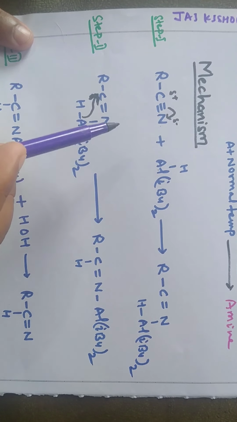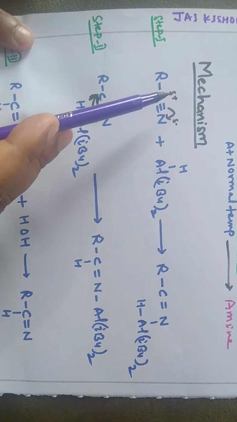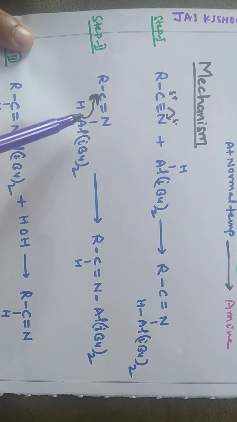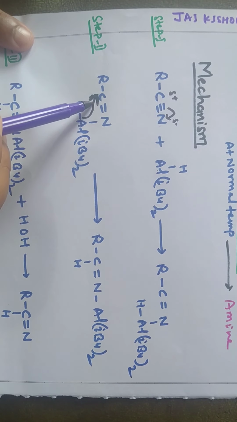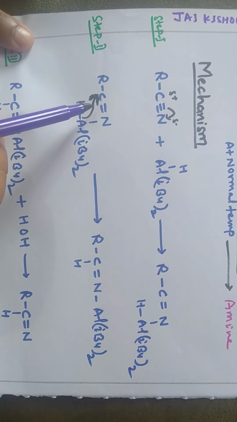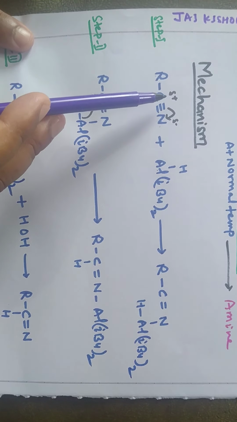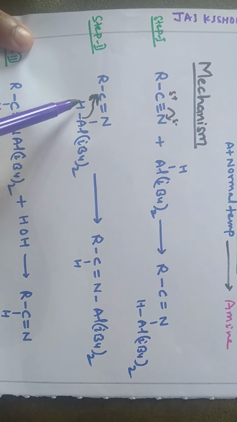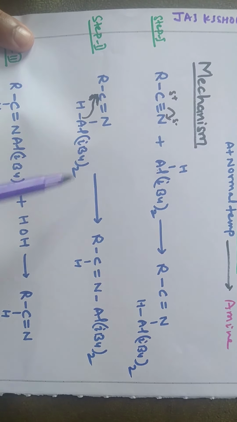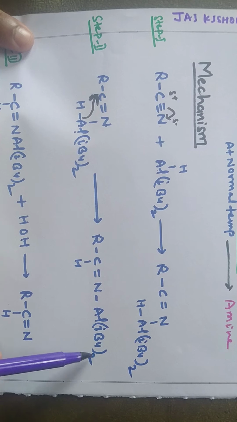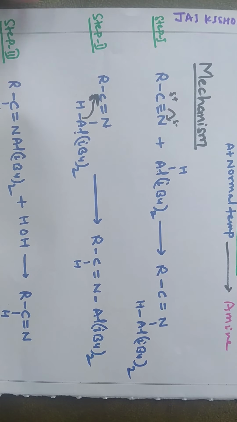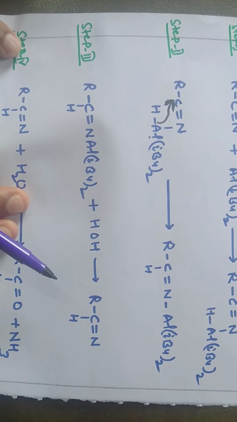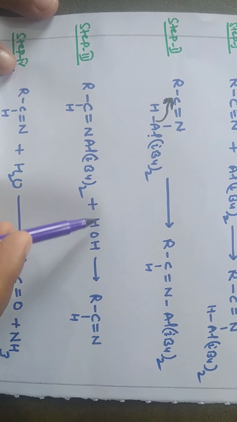As the carbon has given up electrons, it becomes partially positive. So again a hydride ion is given to the carbon atom, and as a result the carbon is neutralized by the addition of hydrogen. Here hydrogen is added, and the rest, as you have seen, is nitrogen with the diisobutyl aluminum. Now after that, in the third step, hydrolysis occurs, that means addition of water.